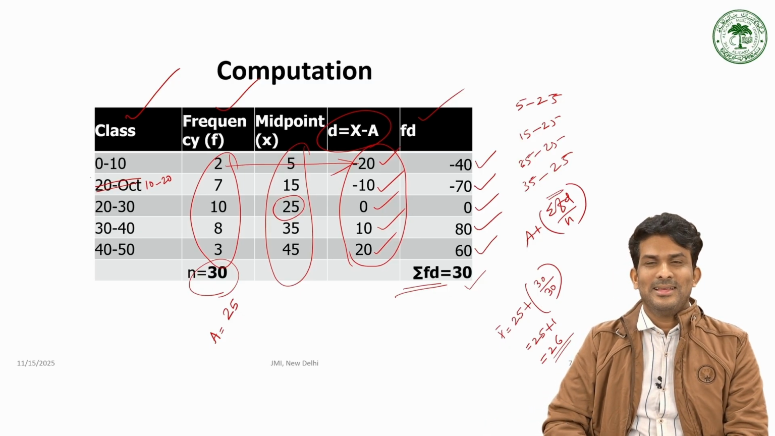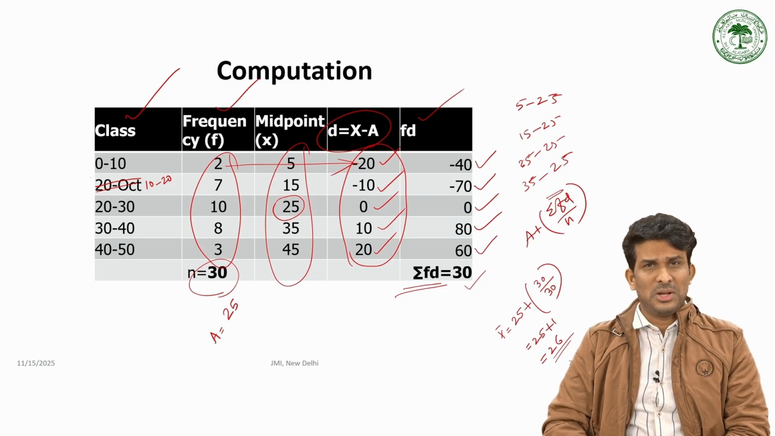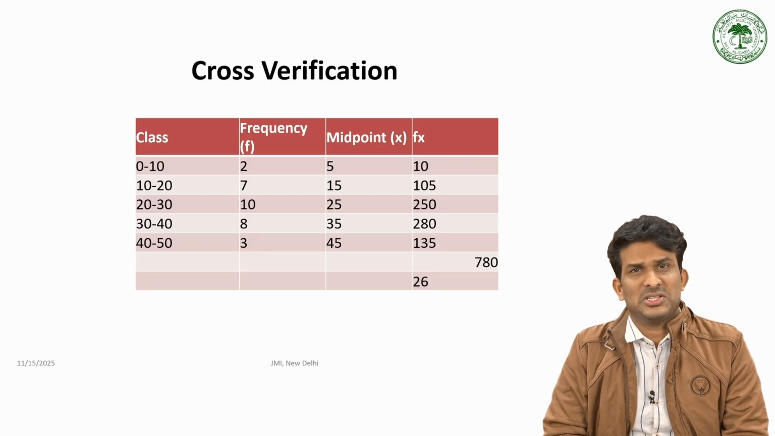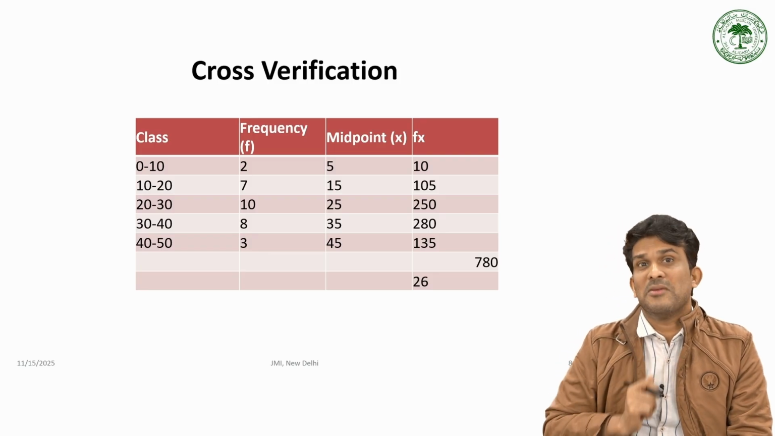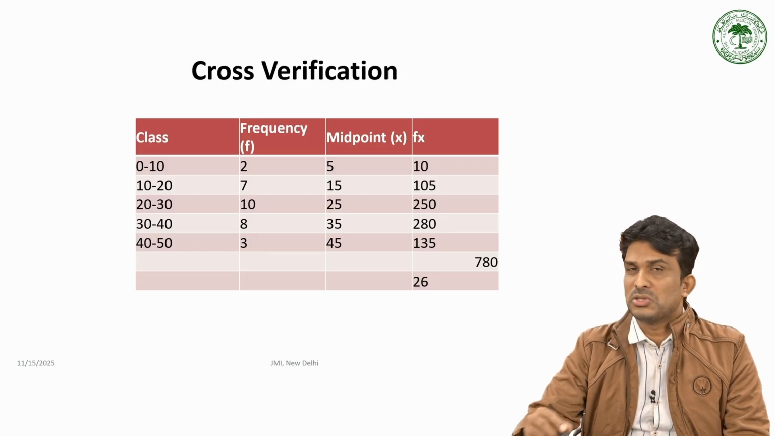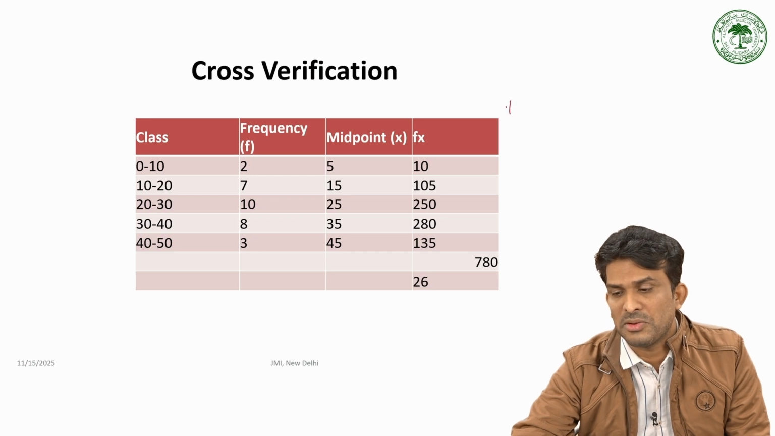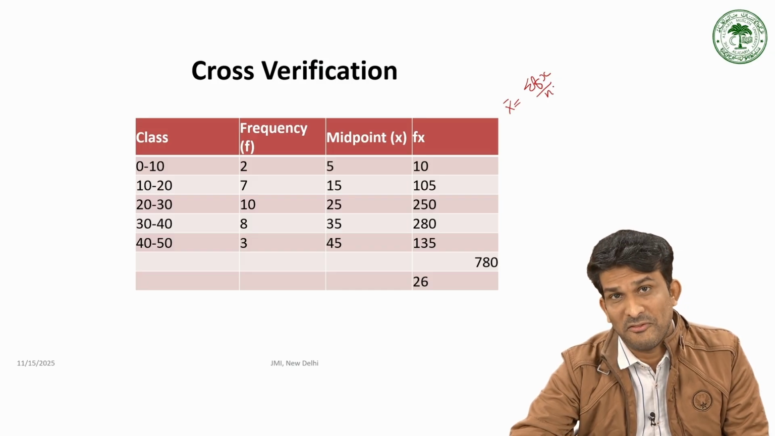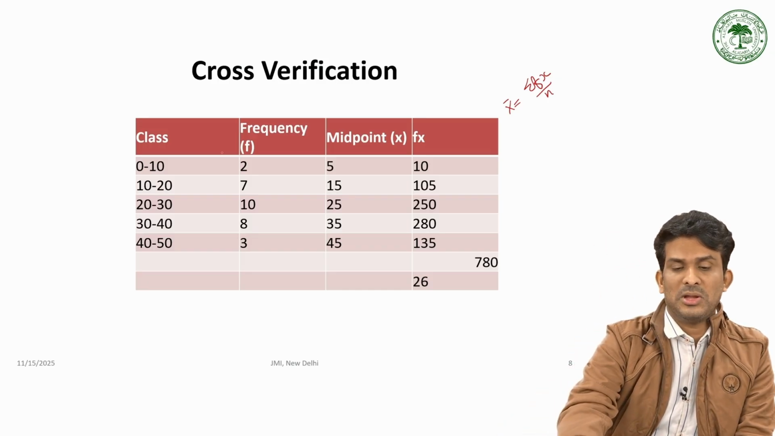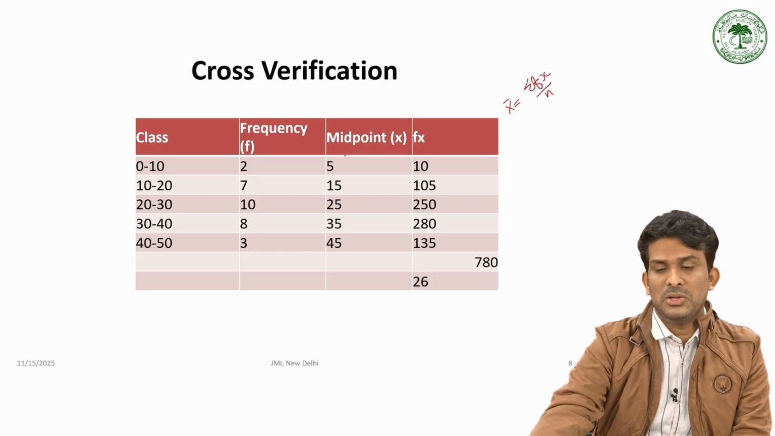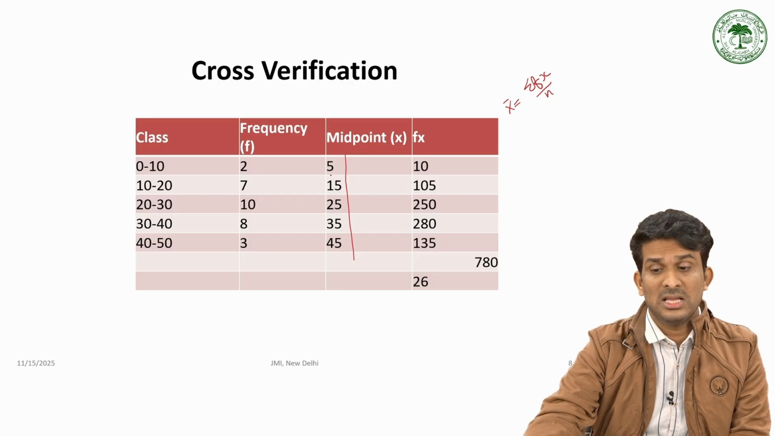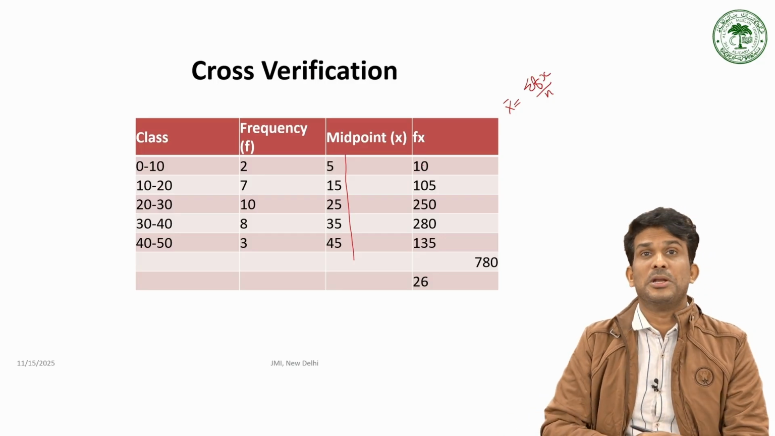Clear? Now, shall we cross verify with the previous equation? That is also okay for you, right? What is the arithmetic mean equation? It is simply sigma fx by n. The frequency and classes will be given. You go for the midpoint, then the fx, that is frequency into midpoint.